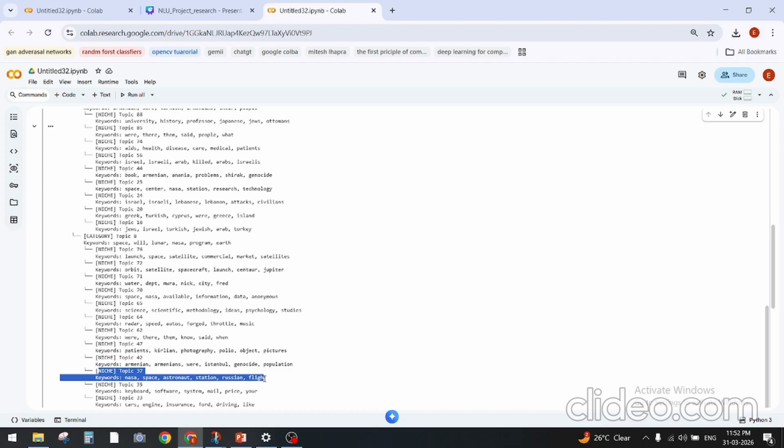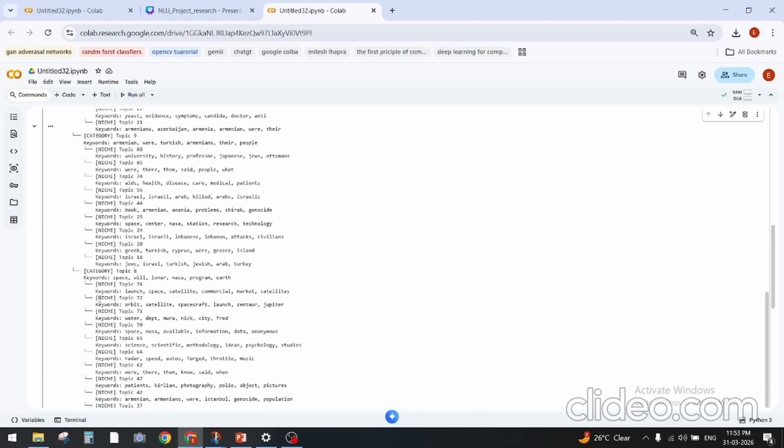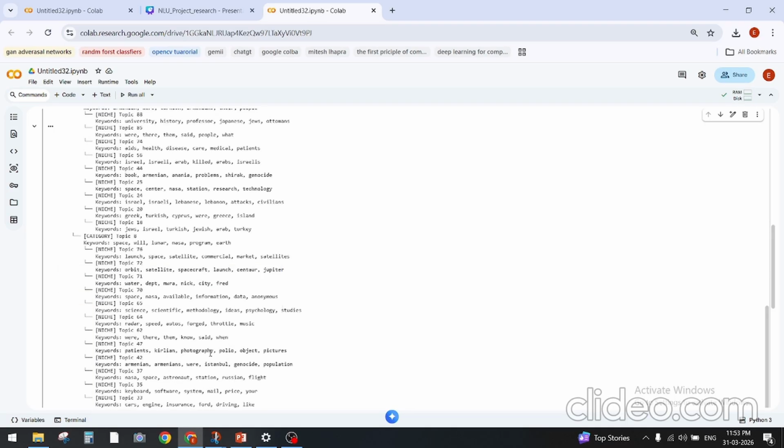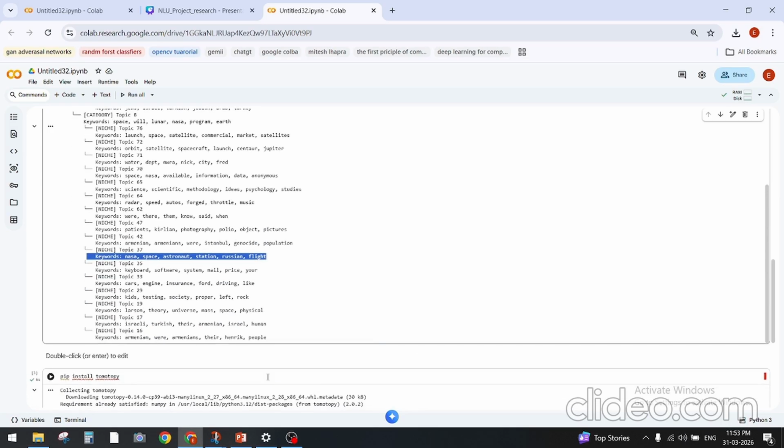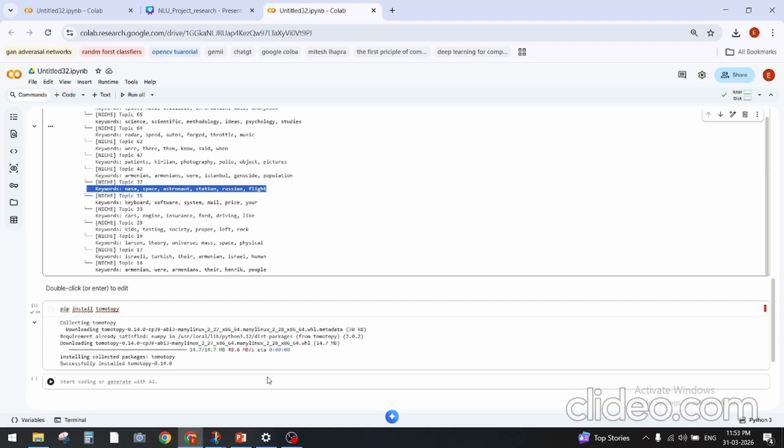So topic 72 was more about hardware and physics. So in level 1 we are performing further separation. In level 1, which is our topic 8 about space, we are performing further separation, which was orbit satellite, which is basically hardware and physics, while topic 37 is more about human exploration. So it's like astronaut station. So we are further dividing it into subtopics.